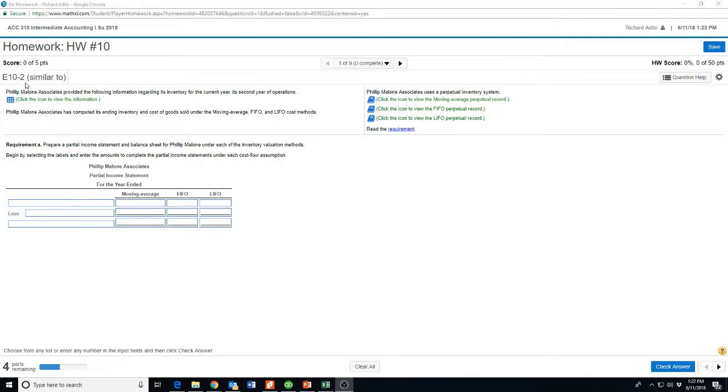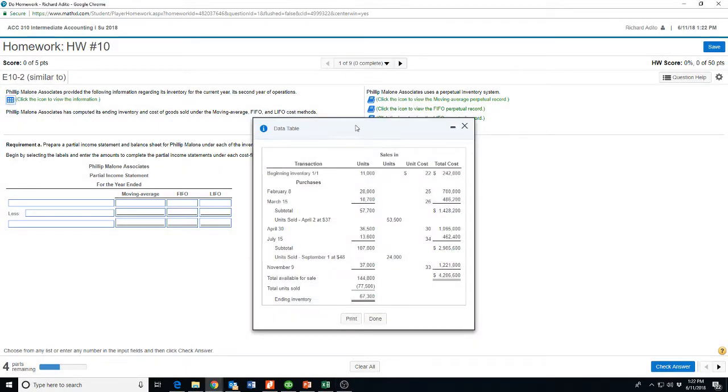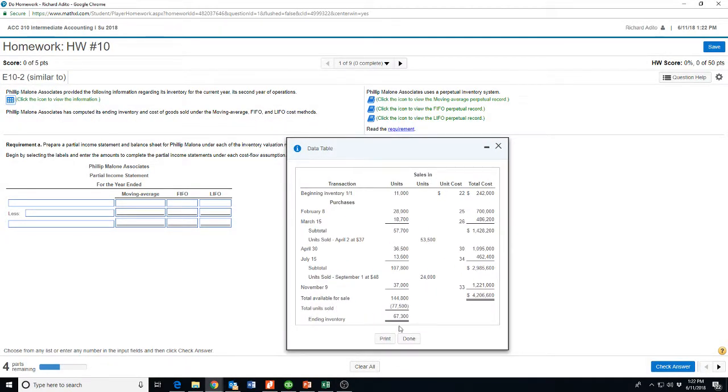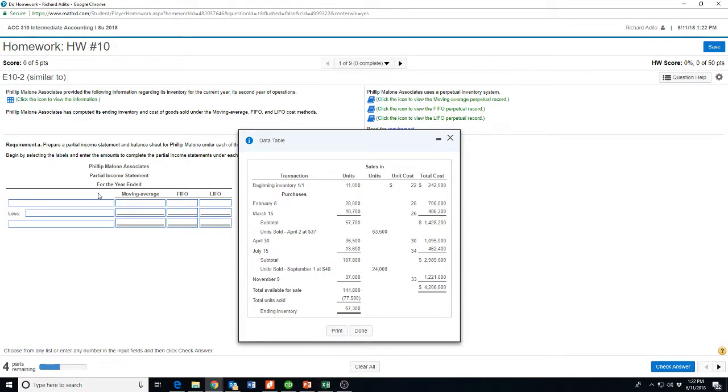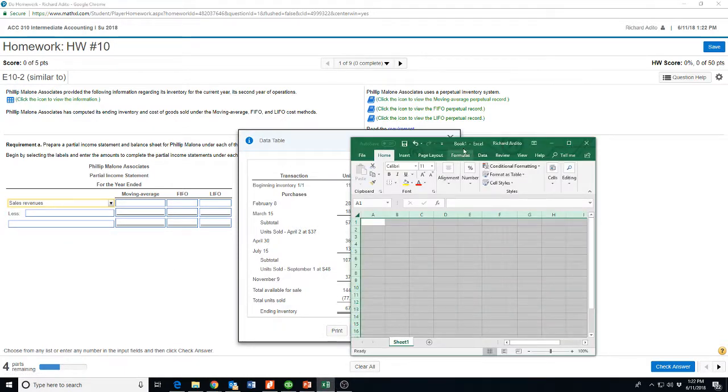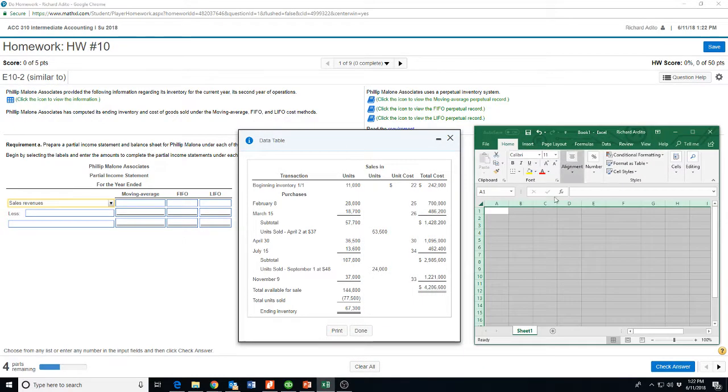If we're thinking about a partial income statement, we have some purchases and some sales, and it tells us right here units sold at $37 a piece and units sold at $48 a piece. So let's use that information to determine what our sales revenues are first. That's going to be the first line on our partial income statement.